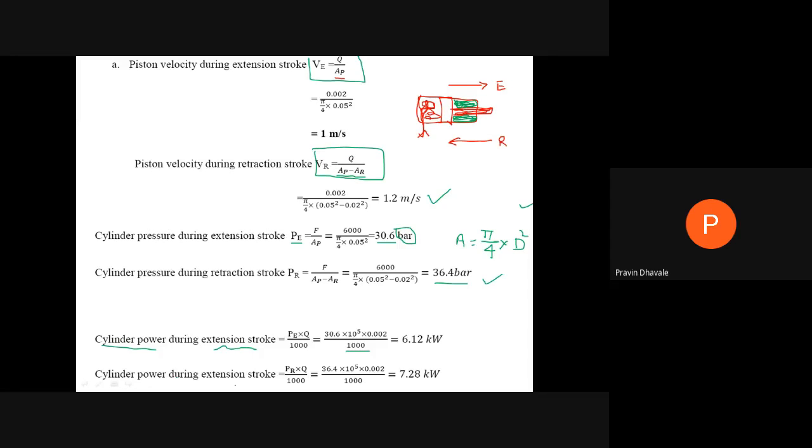You can calculate the cylinder power during retraction similarly. Have you understood? Because we are using PR: here P for extension, PR for retraction. What is the value of PR? It is 36.4, into 10 raised to 5, converting bar to Pascal, multiplied by Q. What is the value of Q? 0.002. And to convert into kilowatt, you have to divide by 1000. So the cylinder power during the retraction stroke is 7.28 kilowatt. During the extension stroke, it is 6.12 kilowatt. Have you understood how to calculate the power? Okay. Write down these steps for calculating the power.